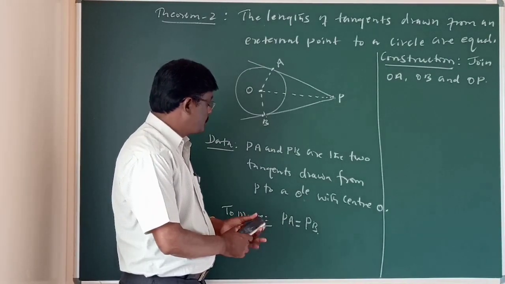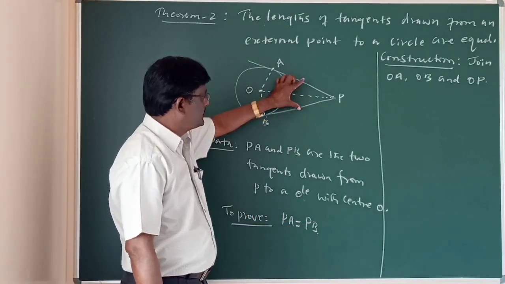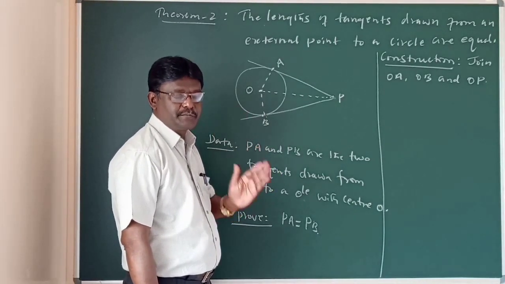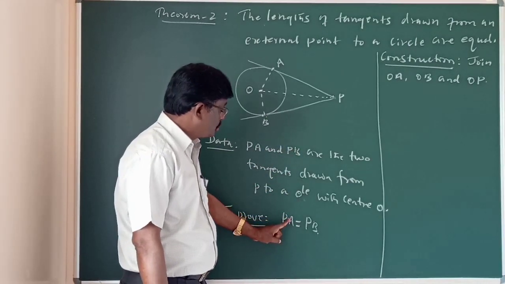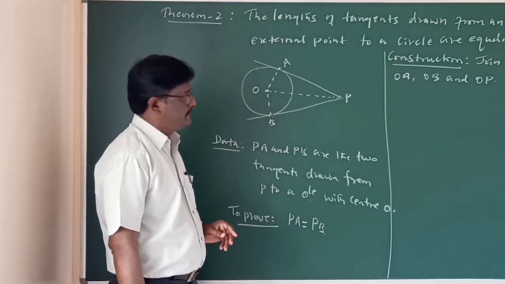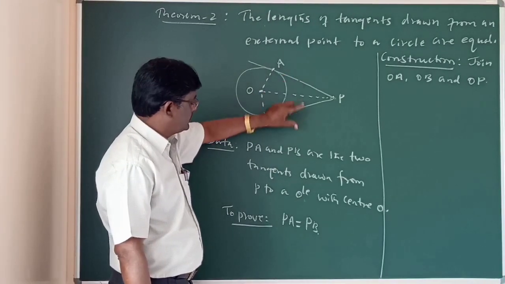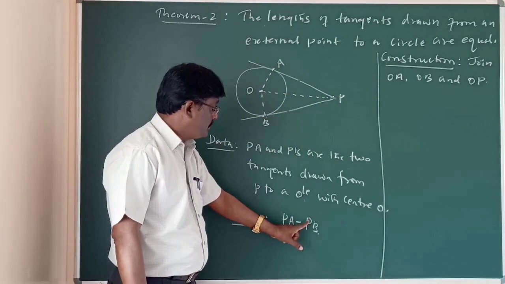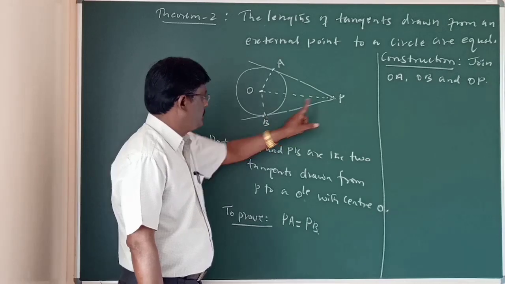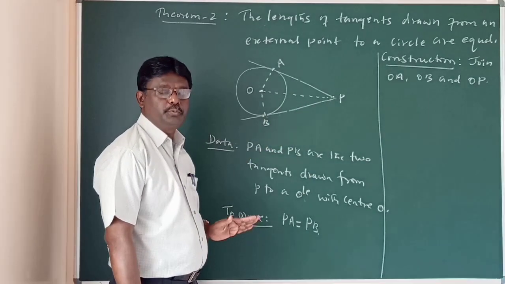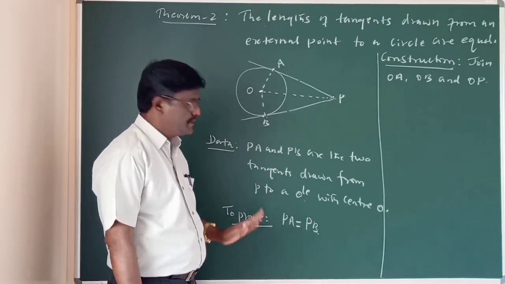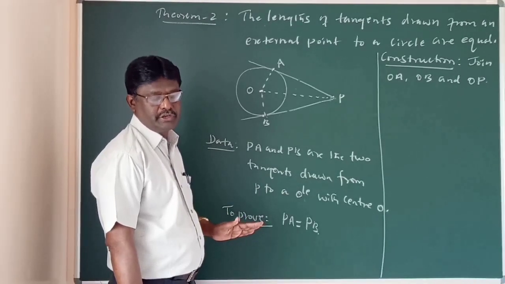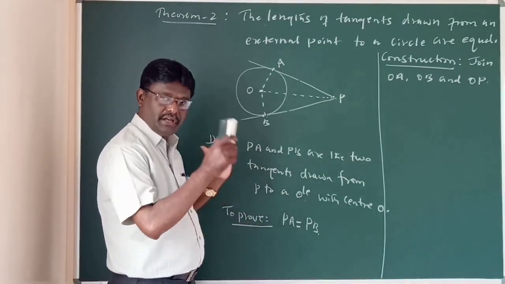In our secondary schools, high schools, whenever we have to prove two line segments as equal, first you identify the corresponding respective triangles to which those two line segments belong. Here PA belongs to triangle AOP. PB belongs to triangle OBP. Hence, in order to prove them as equal, if we prove these two triangles as congruent, that's enough. You know the meaning of congruent, equal in all aspects.